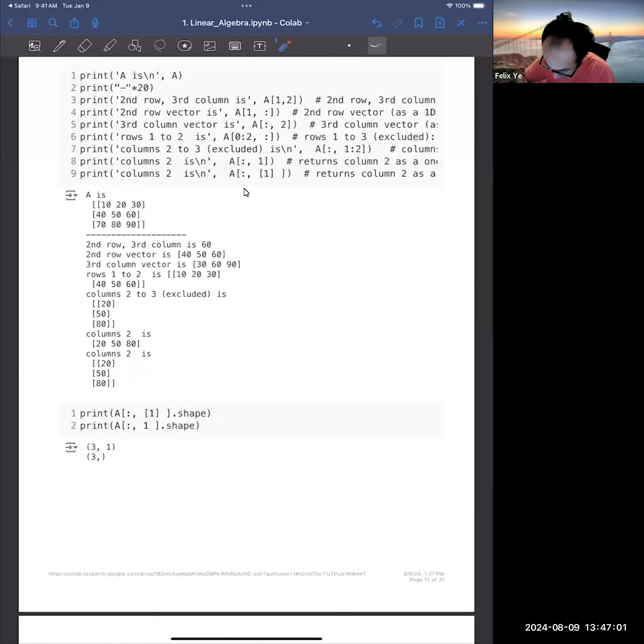So this will be a 3 by 1 matrix. However, this is 3, like vectors. So this is fundamentally different. Whether you put bracket or not, it gives you different result. You can see right here, this shape is 3, 1, which is the matrix. It's 3 rows, 1 column. This actually gives you just 3. So that means it's actually a vector.